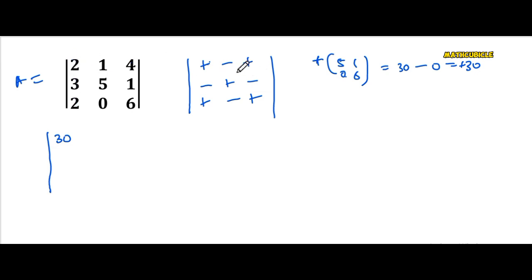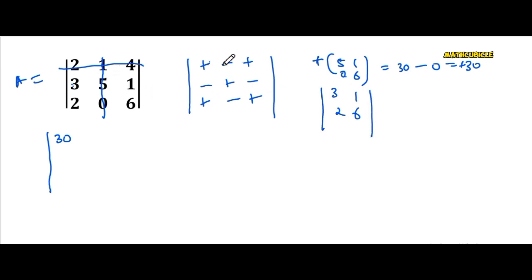The next element we'll be considering is 1 here, and the sign is minus. Let's get the minor of 1. To get the minor, we rule this vertically and horizontally. So we have 3, 1, 2, and 6.